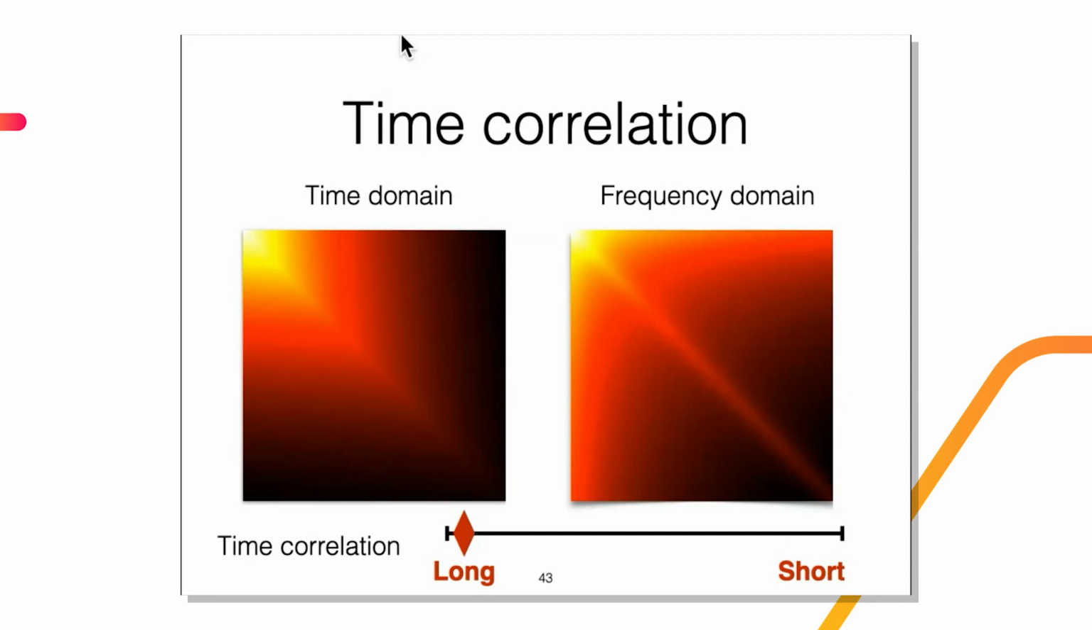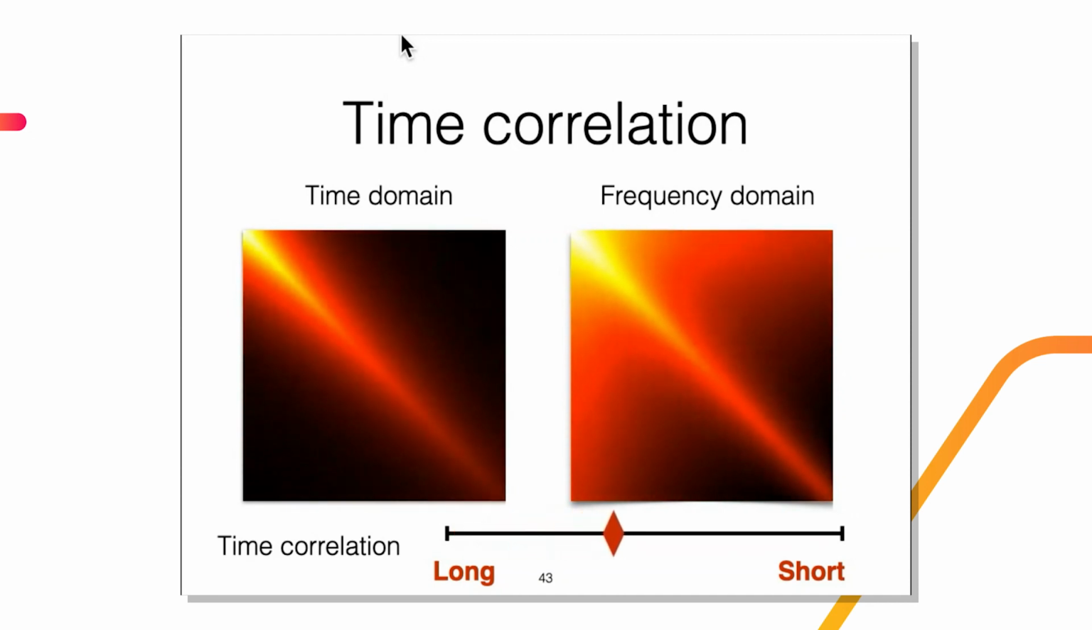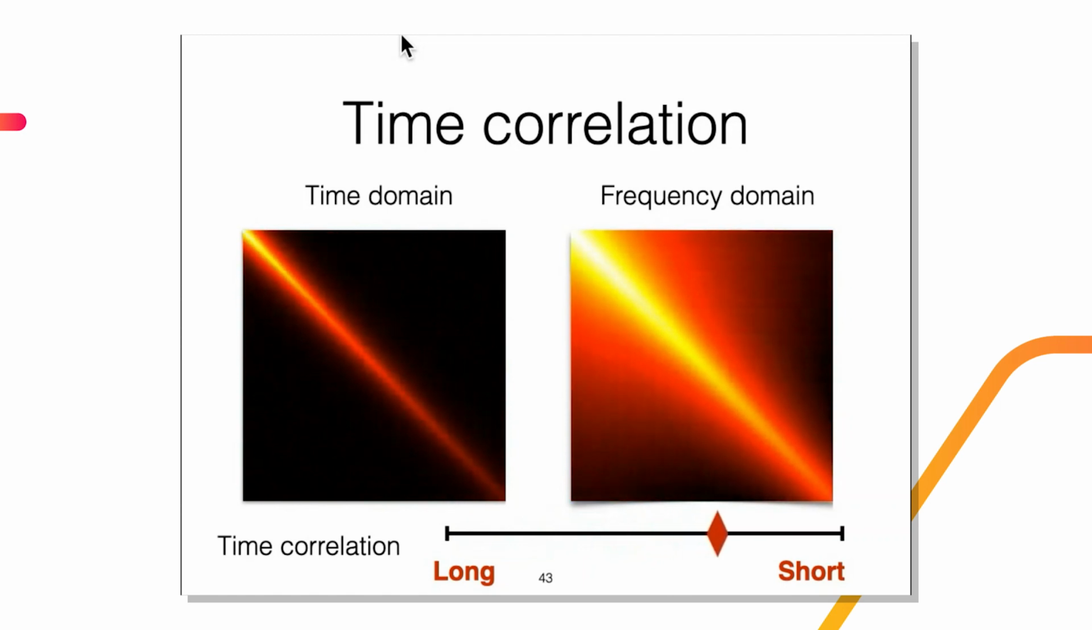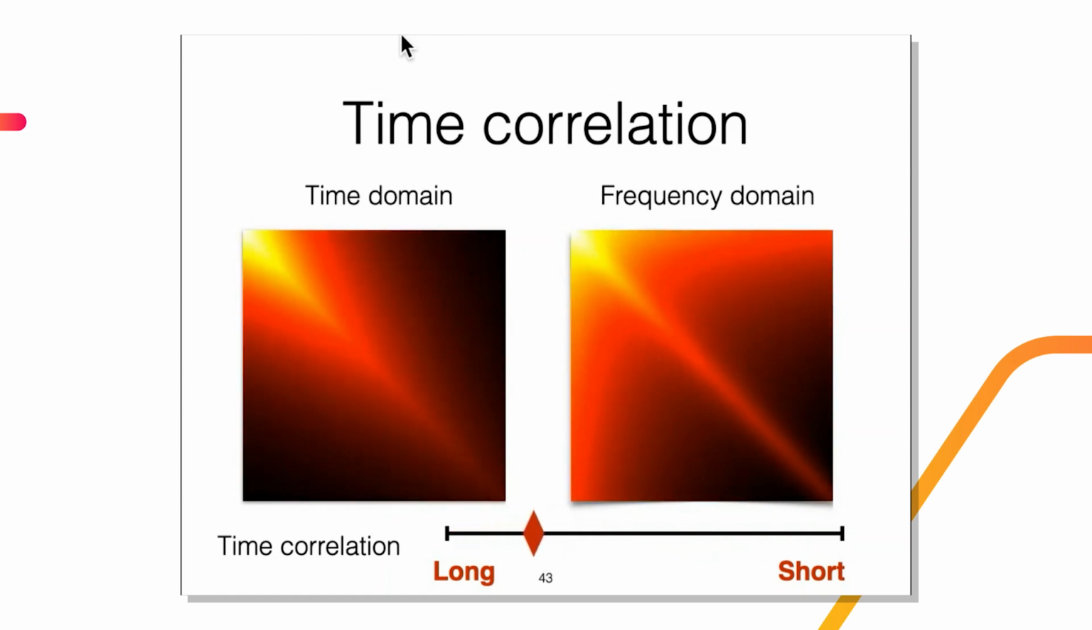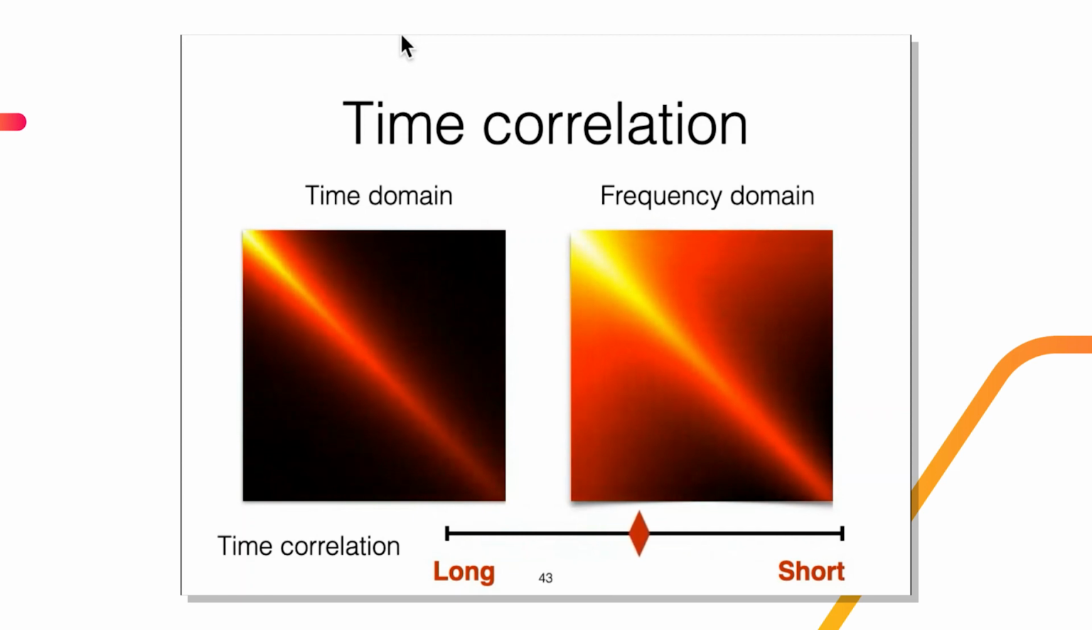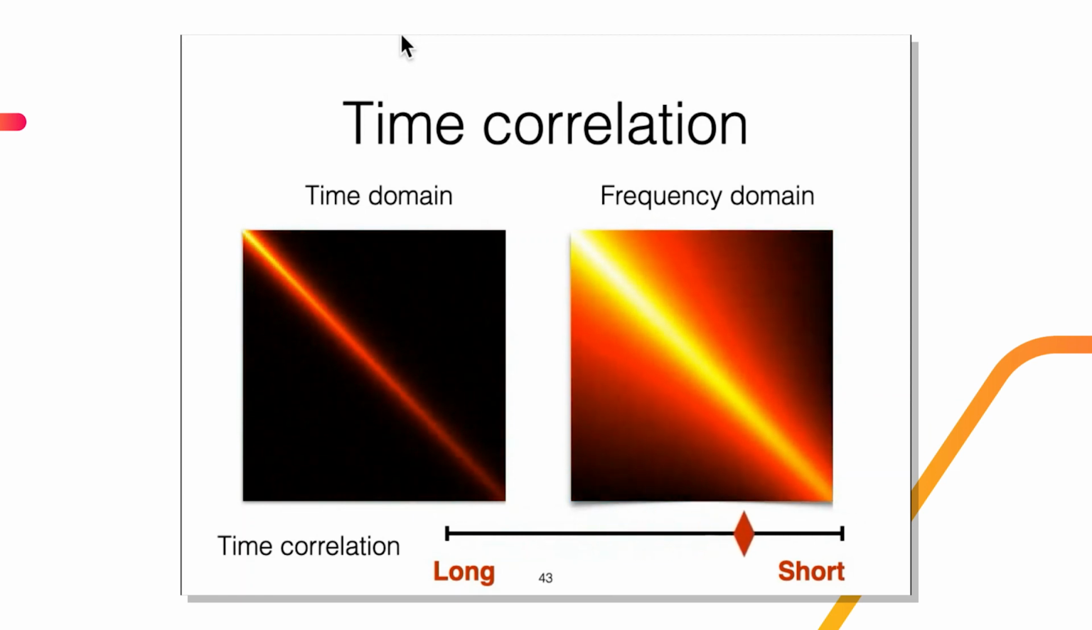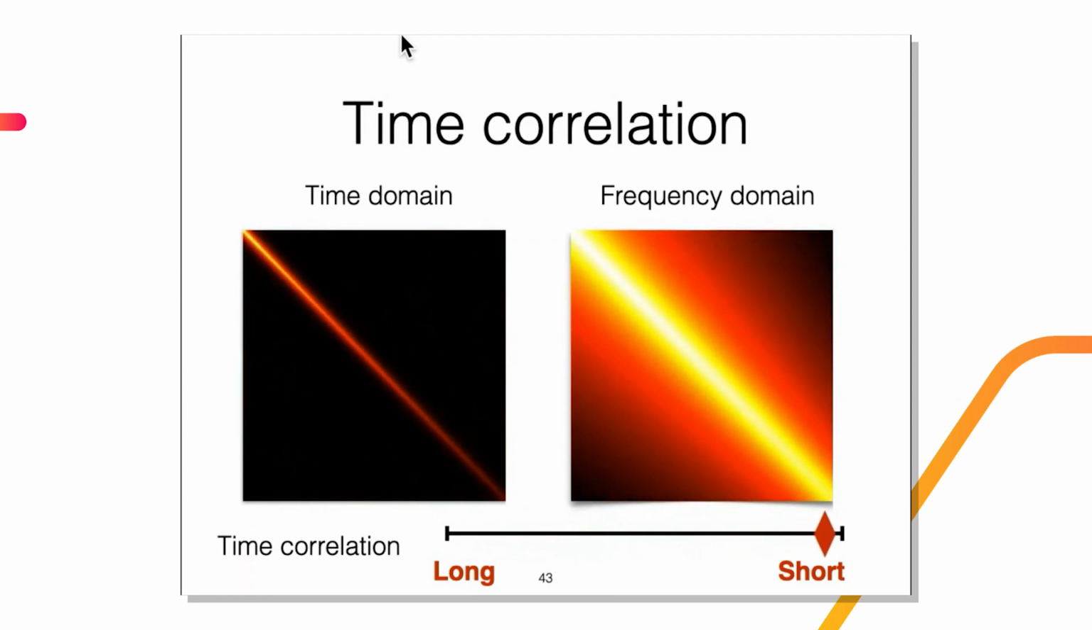If I change the time correlation, I make the time correlation shorter, you will see that in the frequency domain, you get more and more weight towards the higher frequencies. So the system is allowed to be more high frequent. I can play that again. So the main diagonal on the frequency domain kernel becomes higher towards the high frequencies.